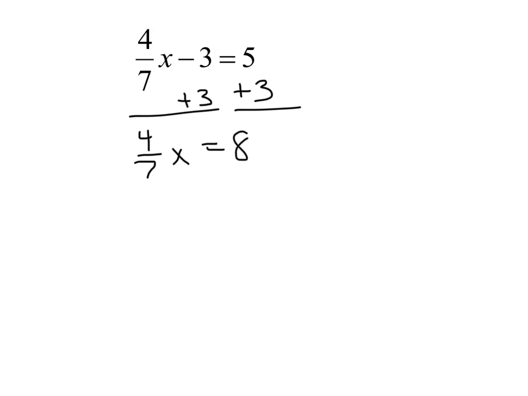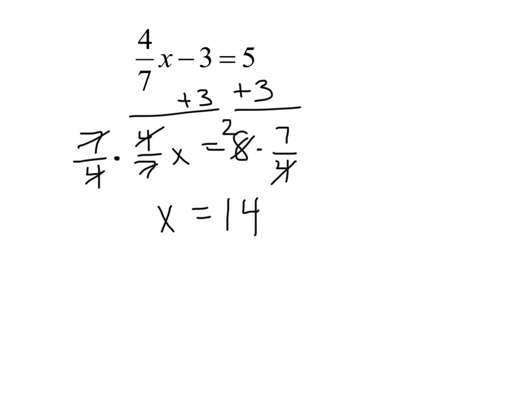I don't want that 4/7 there. How can I get rid of it? One way to think of it is to multiply by its reciprocal. So we'll multiply both sides by the reciprocal of 4/7. On the left-hand side, the 4's will cancel, the 7's will cancel, and we'll have just x. That's wonderful. On the right-hand side, 4 will go into 8 2 times, and 2 times 7 is 14. So that's our solution.